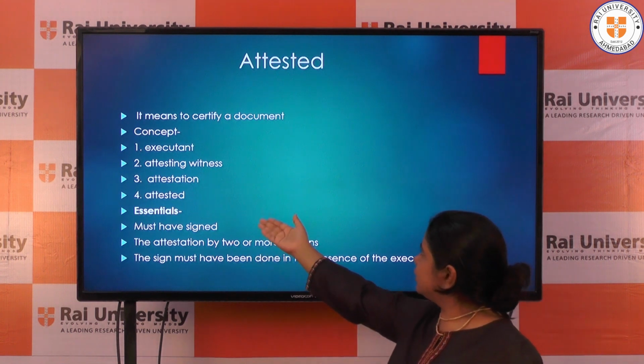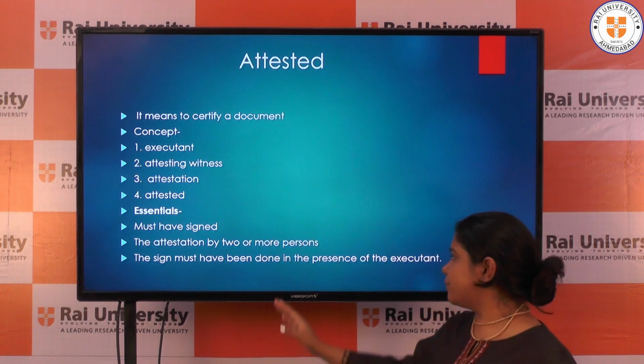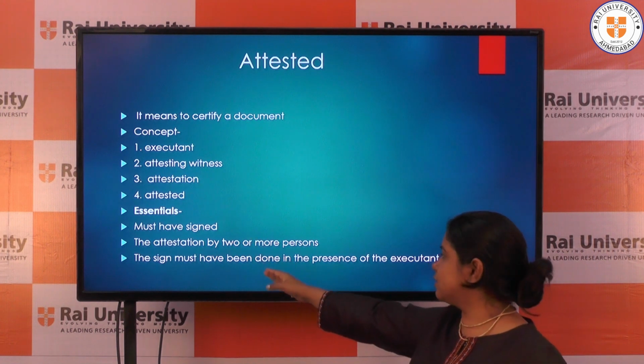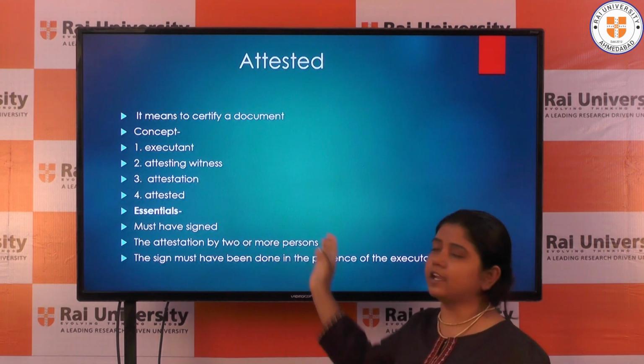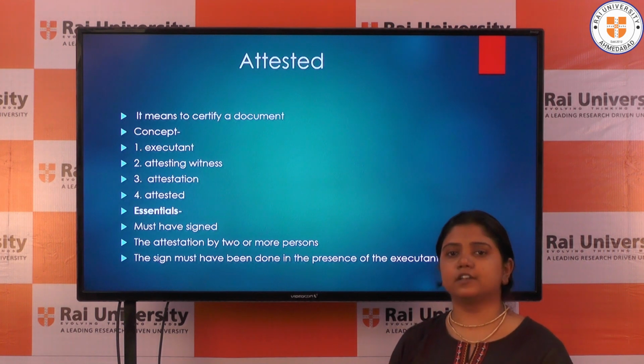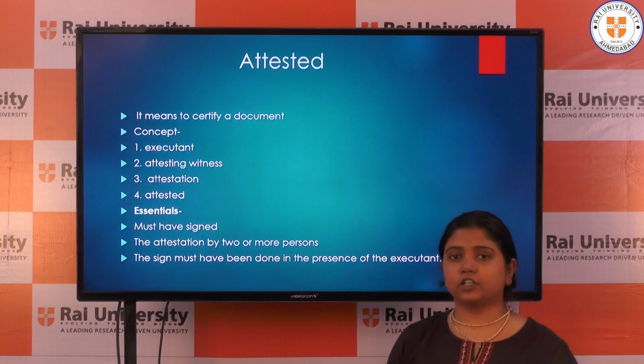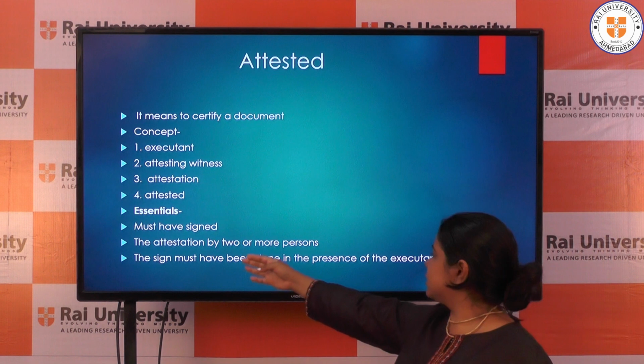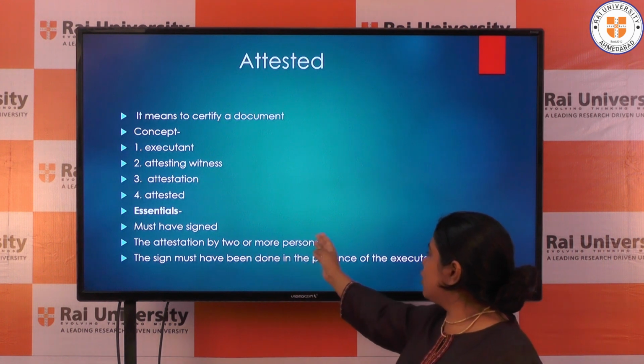The next is, what are the essentials of attestation? It is very simple. You can understand it even by reading this, that it must be signed. Without signature, how does the document come to validity? Obviously, you need to sign the document. You need the witnesses to verify that the document is not arbitrary. It is a valid document. So next is the attestation by two or more persons.